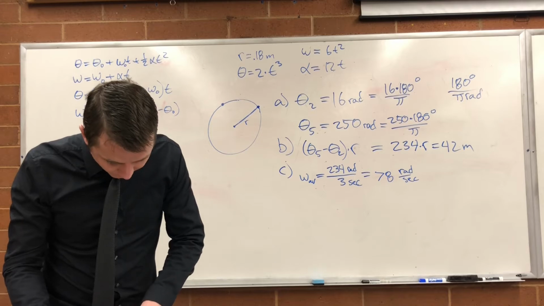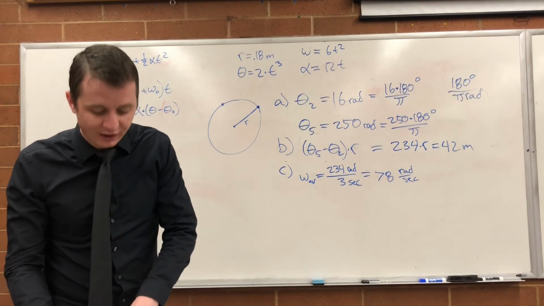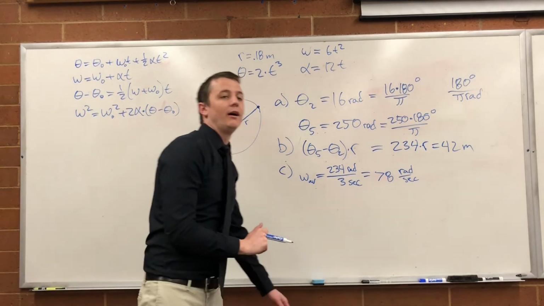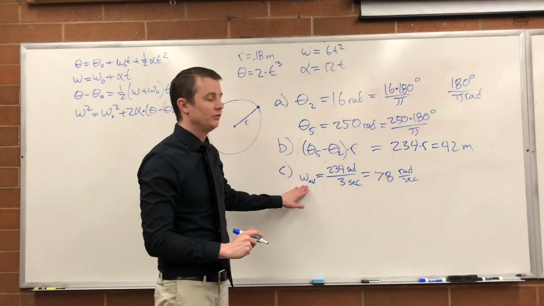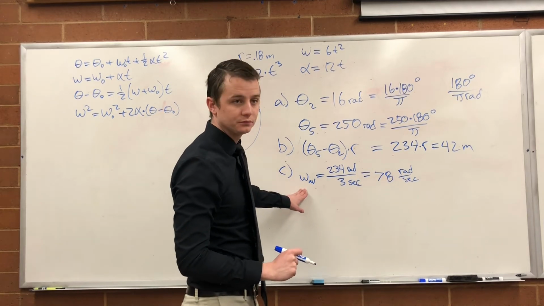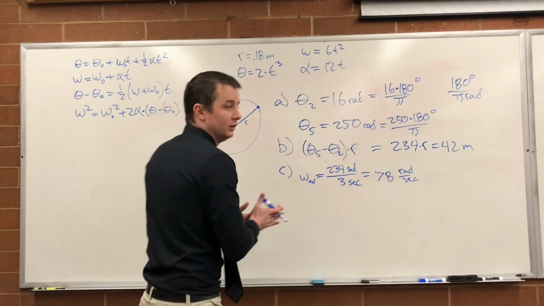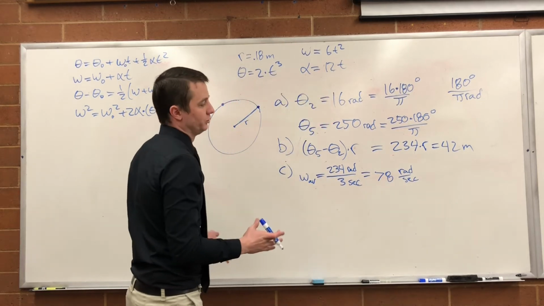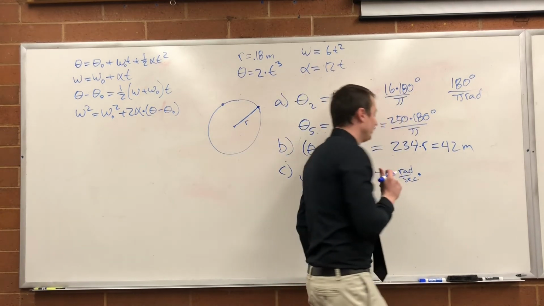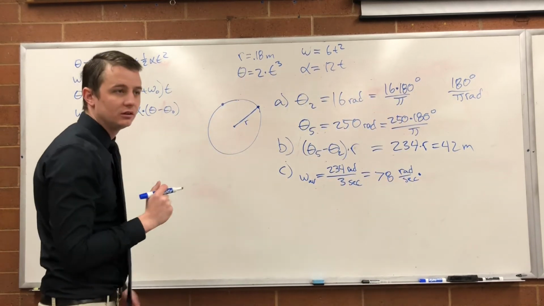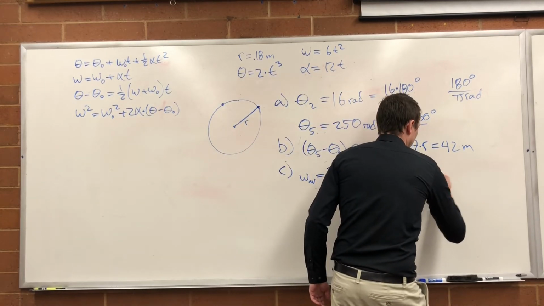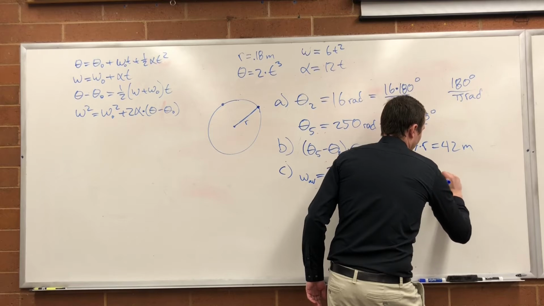Find the average angular velocity in radians per second and in revolutions per minute. Okay, so that's radians per second. Now I want to convert omega average to revolutions per minute. So what, you just times it by 60? No. We have to multiply by 1 until we get revolutions per minute. First off, how many radians are in a revolution? 2 pi. So I can multiply by 1 revolution over 2 pi radians.